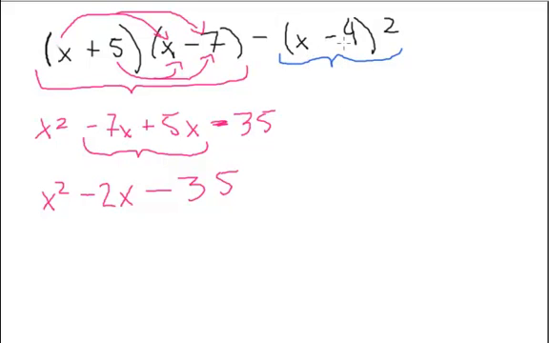And it's (x - 4) to the power of 2. So what I'm going to do is rewrite this, (x - 4)(x - 4). Now I'm going to work this one out here.